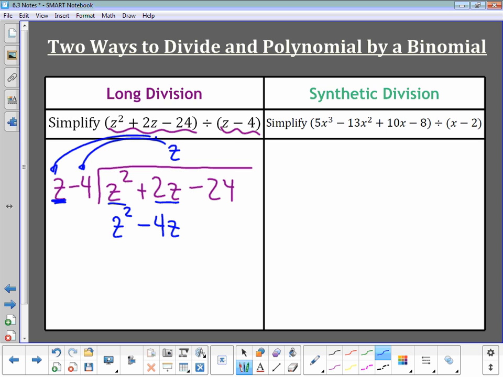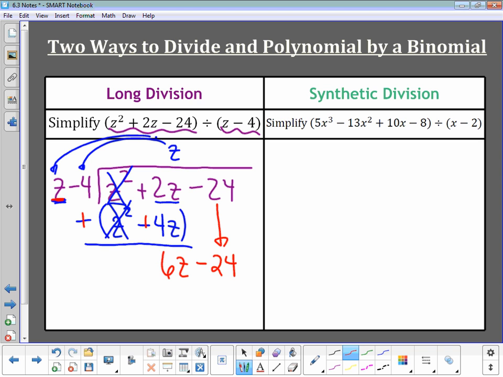Then at this point, I would subtract, just like we do in regular long division. So I'm going to subtract what I have. z^2 minus z^2 cancels out. On the second one, 2 minus negative 4, this becomes adding a positive. 2 plus 4 is 6z. So I'm done with that first round. Now I'm ready to look at the second part. I need to bring down the negative 24. Again, just like in regular long division, we would bring the next number down. And then I do it again.